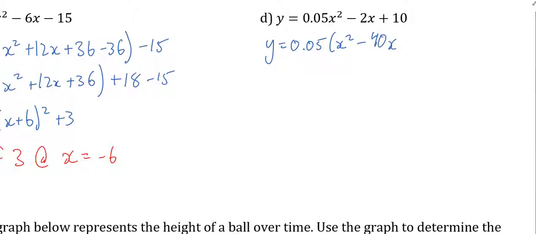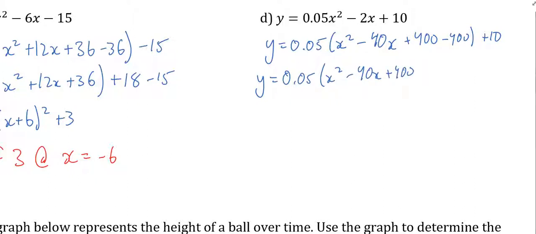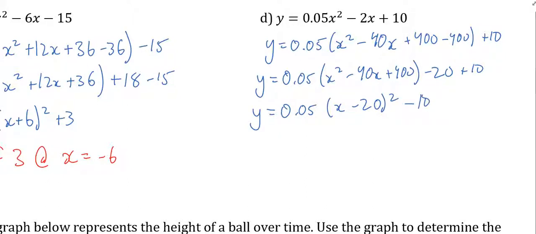40x, half that is 20. 20 squared is 400. Minus 400 plus 10. 0.05x squared minus 40x plus 400, bracket. Negative 400 times 0.05, negative 20 plus 10, and y equals 0.05 times (x minus 20) squared, and then negative 20 plus 10 is minus 10.